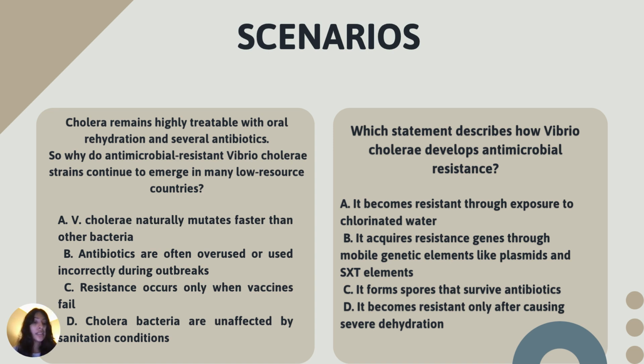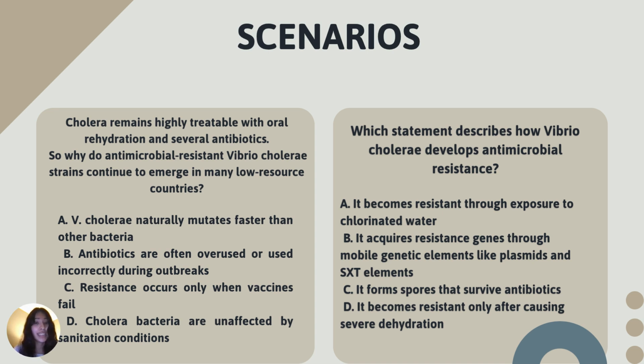The correct answer would be B, as during outbreaks, antibiotics are frequently overused without proper medical guidance. It creates selective pressure, which allows antimicrobial resistant cholera to survive and spread, especially in places where clean water access is limited and outbreaks happen more often.